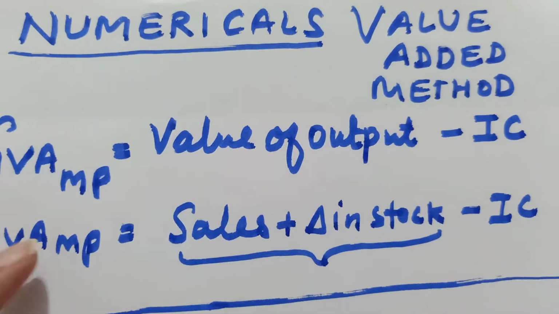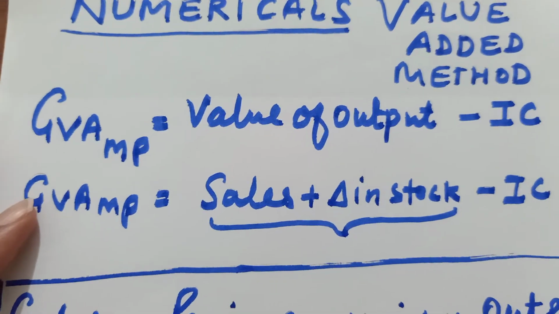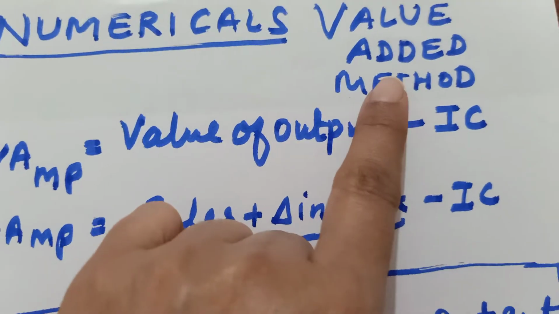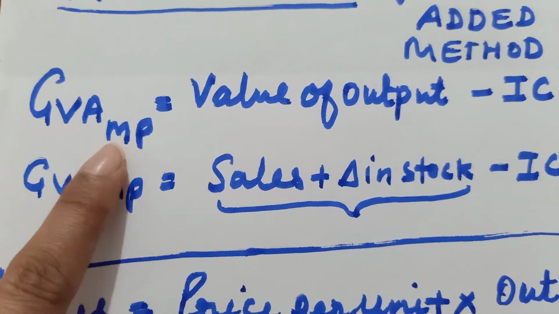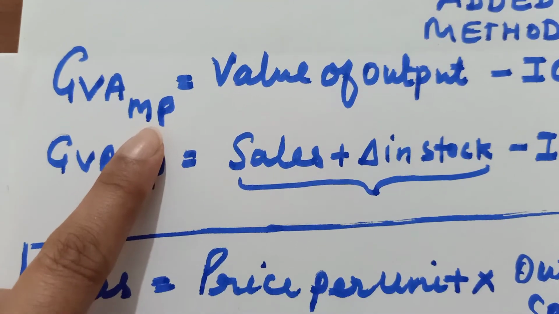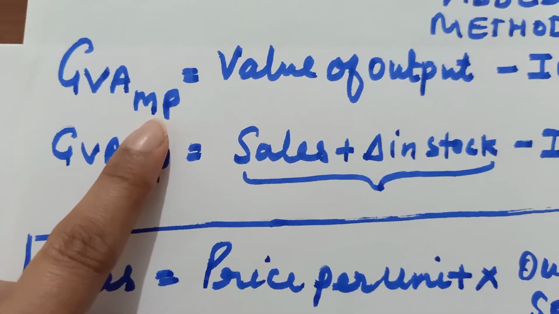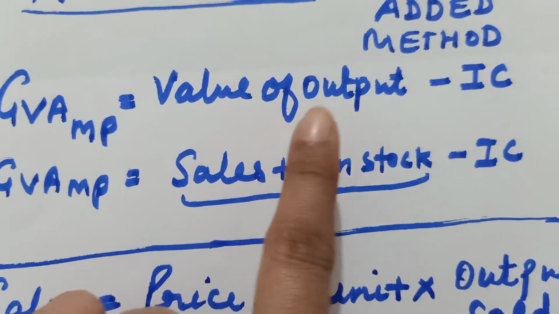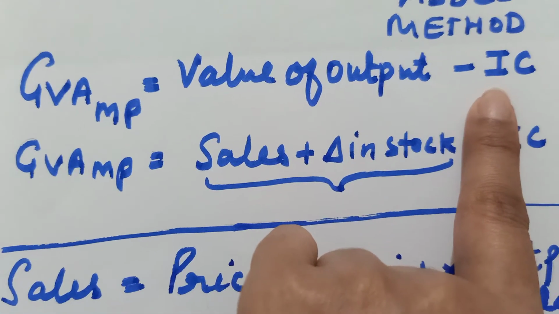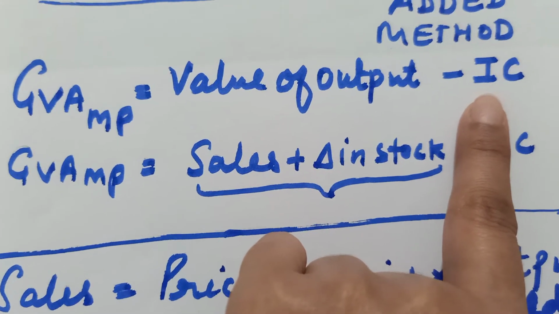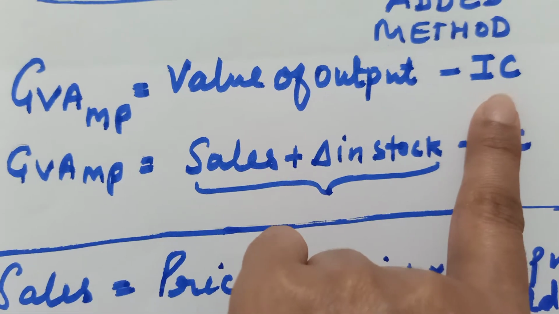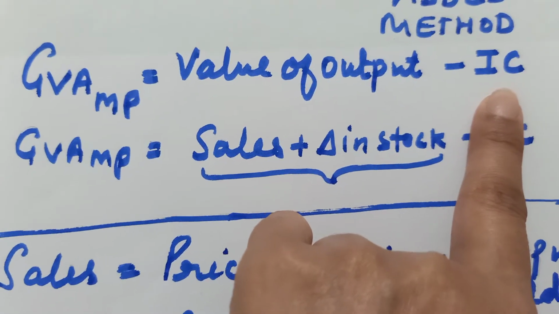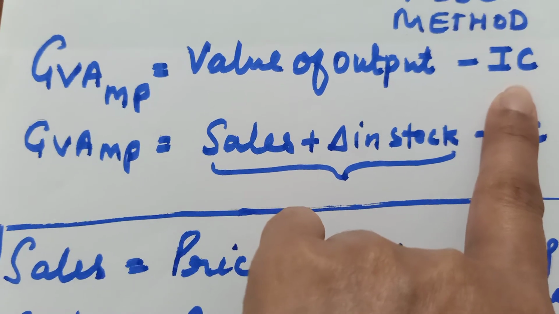Now you can understand it in another way also. Value added, I told you, is equal to GVAMP, gross value added at market price. So value added is the difference between the value of output and intermediate cost. Intermediate consumption is also known as purchase of raw material, which we will study later.